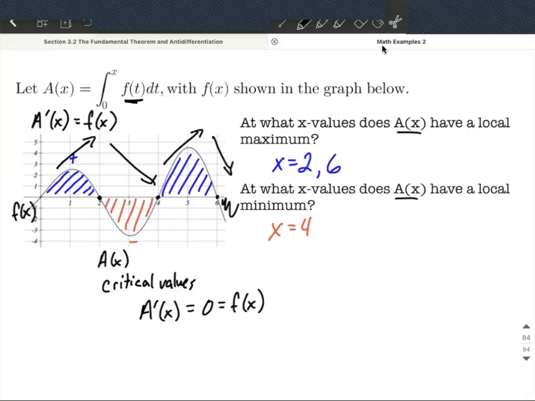I hope this helps as you're trying to interpret A of x and this integral. It can be a little bit confusing as you're getting going on it, but just take your time.